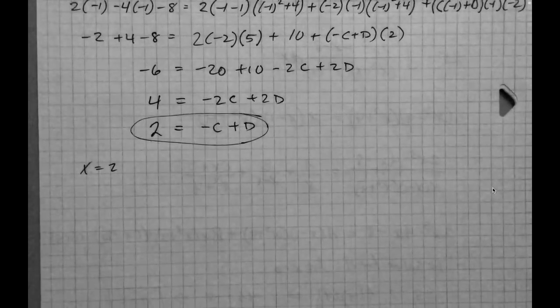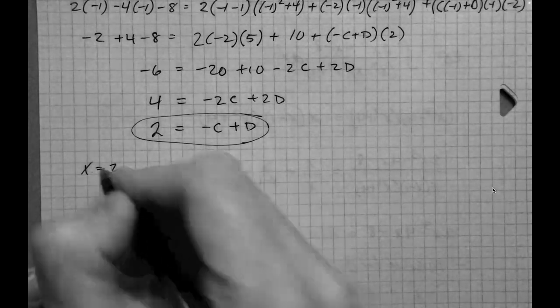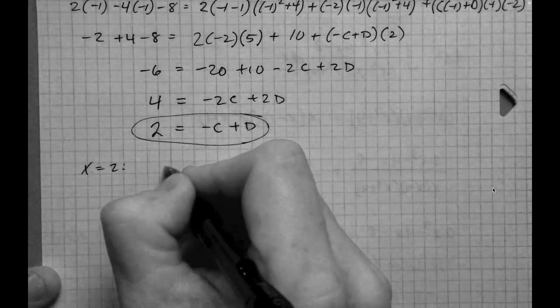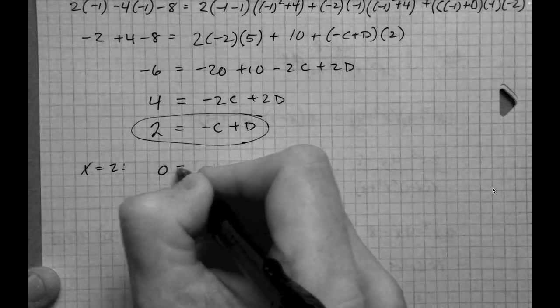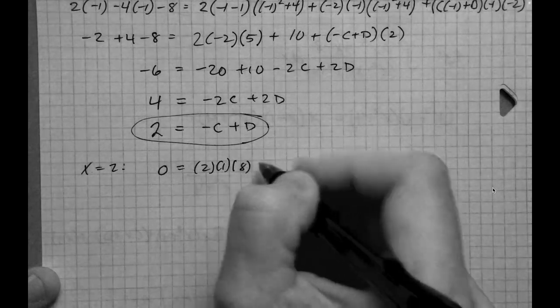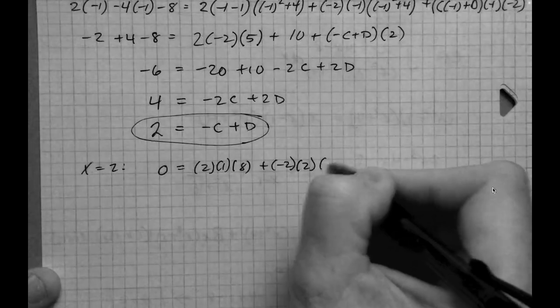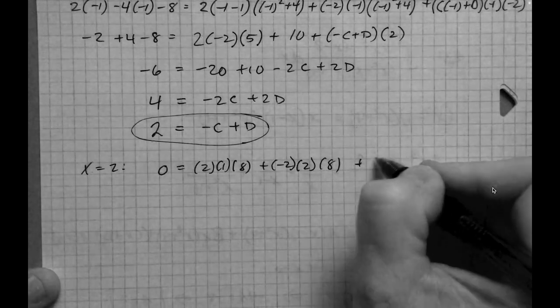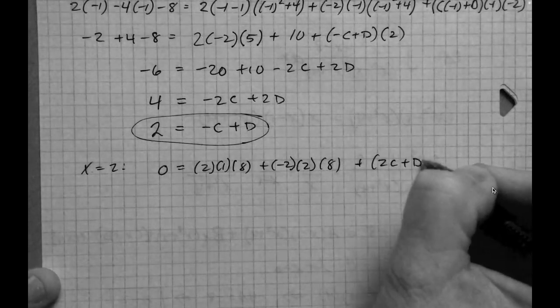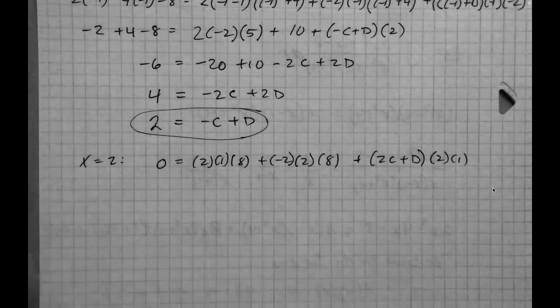Right, so when we do that, I'm just going to tear through this one because I worked it out ahead of time. Otherwise it gets profoundly tedious. Basically what you end up with is 0 equals 2 times 1 times 8 plus negative 2 times 8 plus 2c plus d times 2 times 1. Right, this is all with x equals 2.